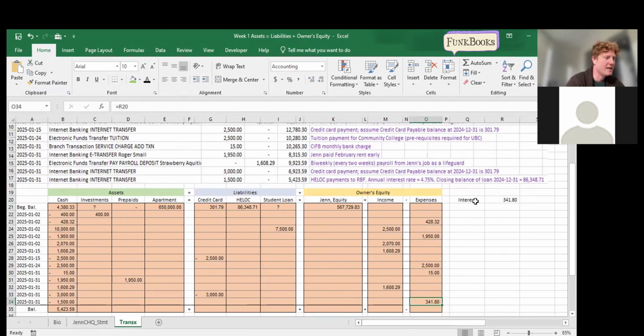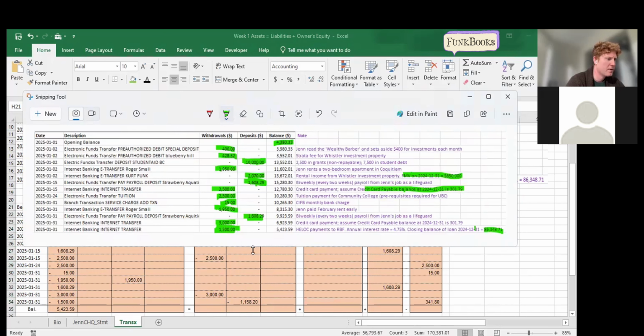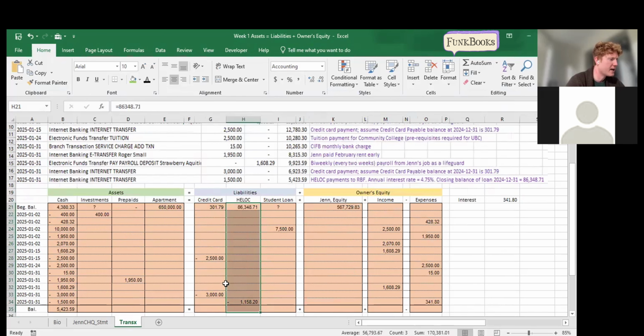So let's say that interest is our expense, and then the rest of it would be going to this HELOC here, right? So this would reduce the loan. There's an interest component and there is a principal component, bringing our overall balance a little bit down. So that completes those transactions.